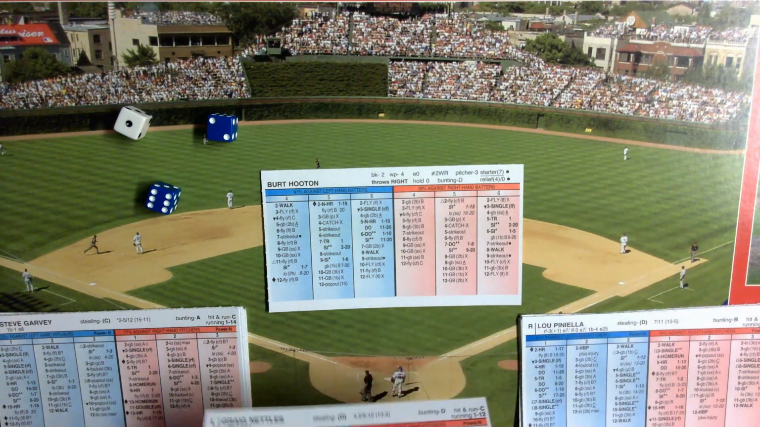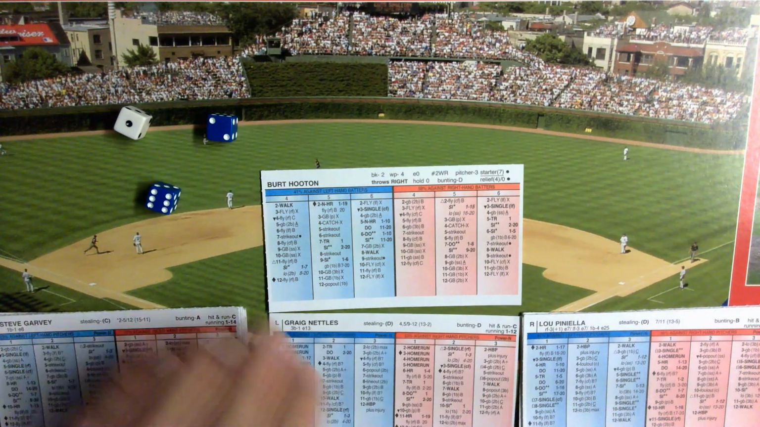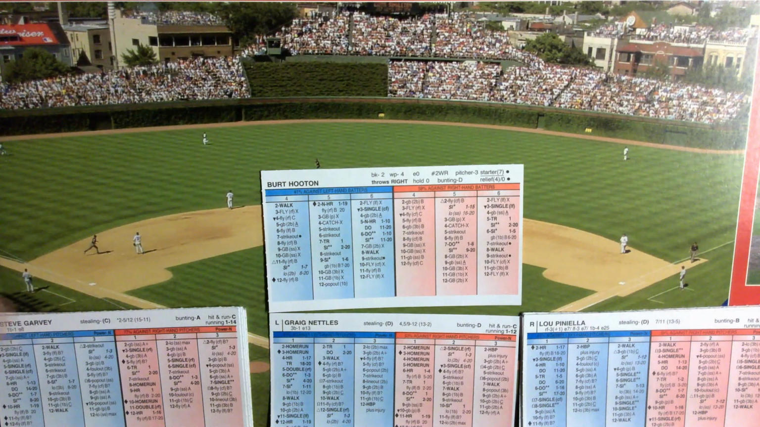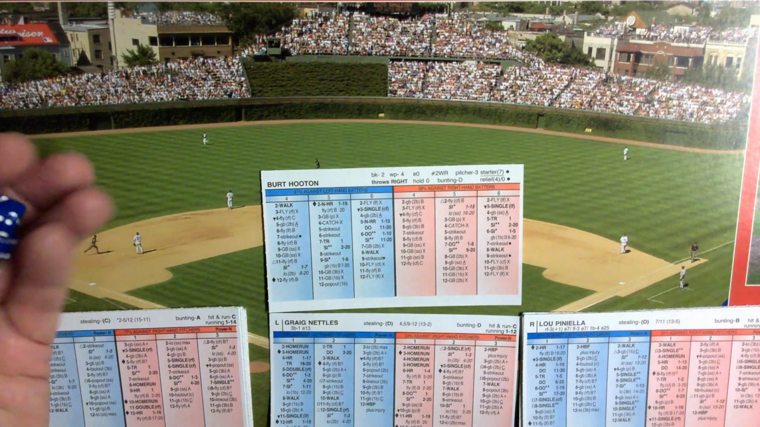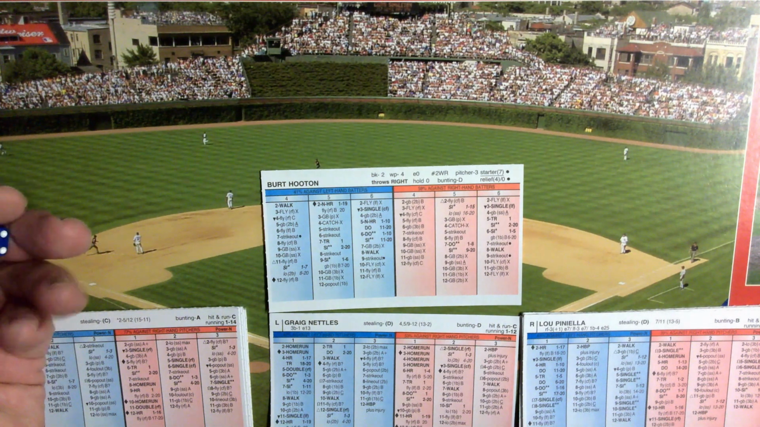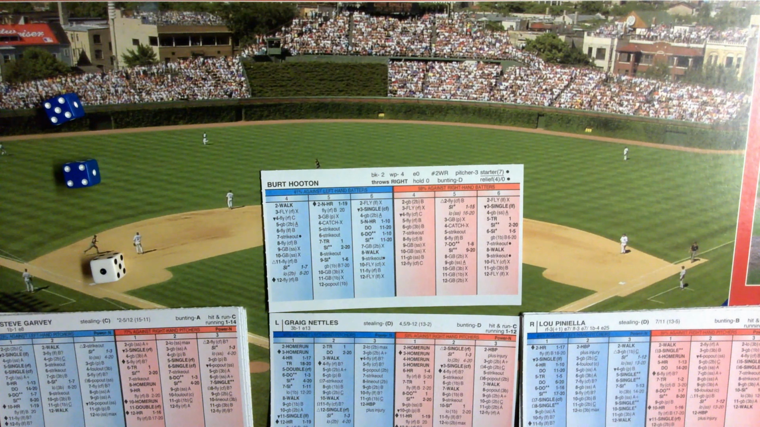Graig Nettles is up next, 0 for 2 on the day. Nothing really exciting to speak of in his previous 2 at-bats. Pop out to the third baseman in the second, and a ground out 4-3 in the 5th. 2 down for the Yanks.